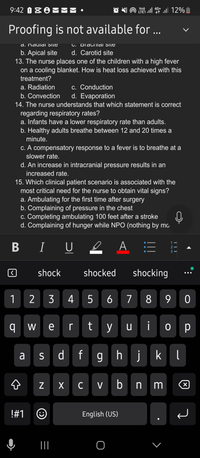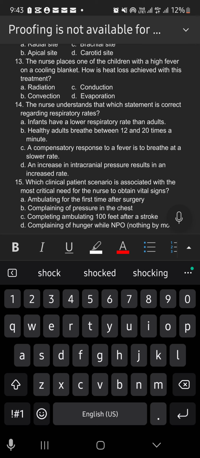Which clinical patient scenario is associated with the most critical need for the nurse to obtain vital signs? So which clinical scenario? Alright, ambulating, no. Complaining of hunger, no. Complaining of pressure in the chest. Okay, that is chest pain. Chest pain is especially prioritized because it is more of an oxygen concern. So angina pectoris, remember, this is a very critical situation in which it might lead to what you call myocardial infarction.